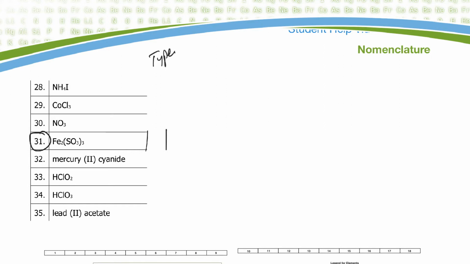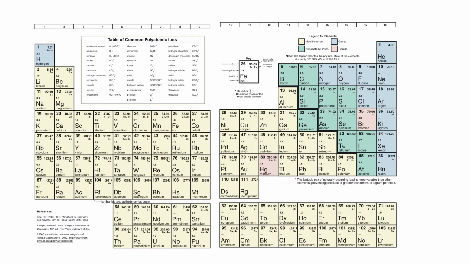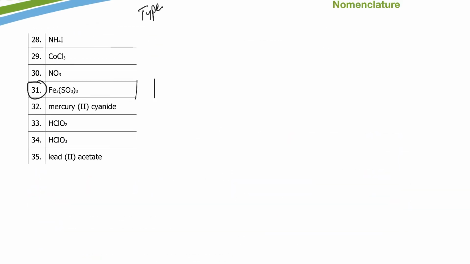So I'm going to go to my periodic table, which I have conveniently down here at the bottom, and look up each of these. So iron is right here, and since there are two charges, iron is a type 2 compound. Okay, and then I look up sulfite. Sulfite is right there. It's SO3 2 minus. Given that information, I have iron, which is a type 2 compound.